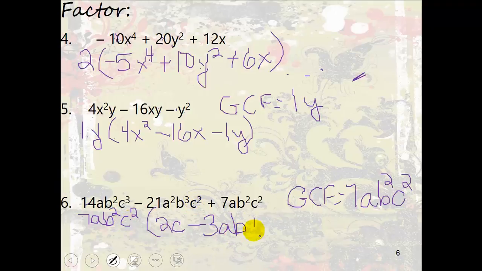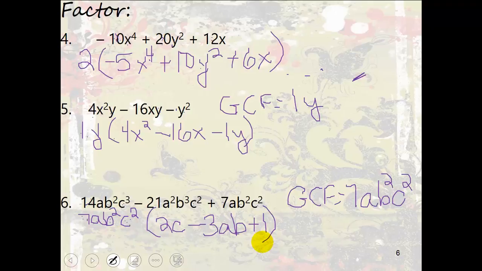7 divided by 7 is 1. A divided by A is 1. It cancels. B squared divided by B squared cancels. C squared divided by C squared cancels. So we get just a 1 as our last term.